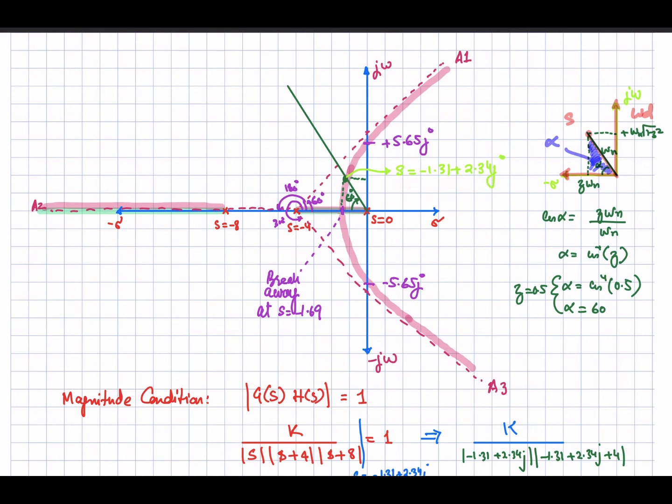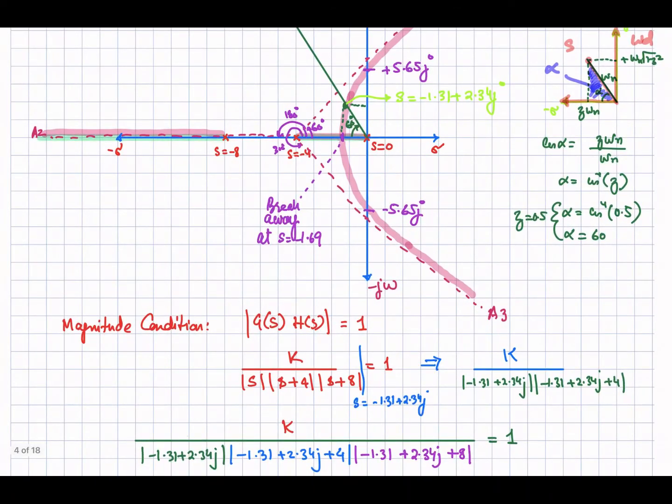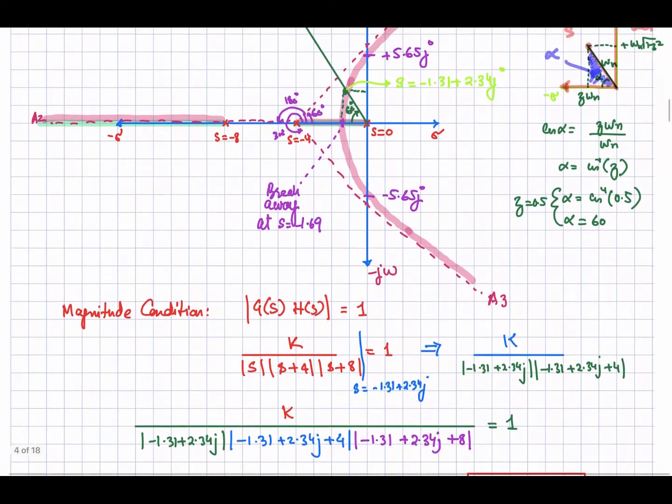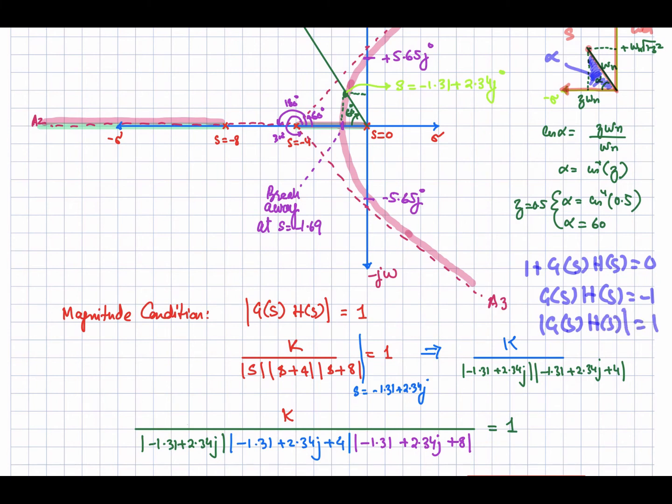Now what will be the gain k for which your closed loop poles will be at this position? You can determine it with the help of the magnitude condition. What was the magnitude condition for the root locus? If you remember, the magnitude of G(s)H(s) should be equal to 1, because we have the characteristic equation 1 plus G(s)H(s) equal to 0. So G(s)H(s) will be equal to minus 1, and the magnitude will be equal to 1.